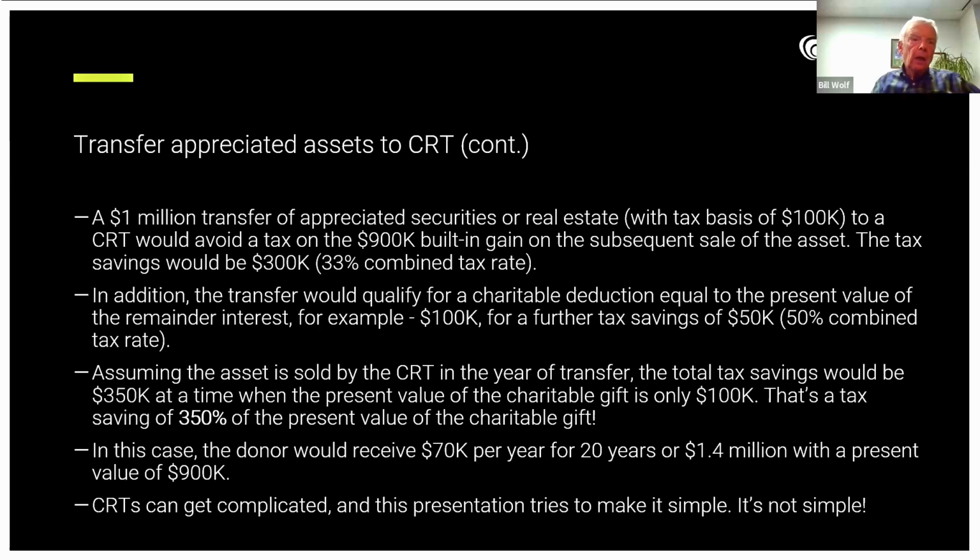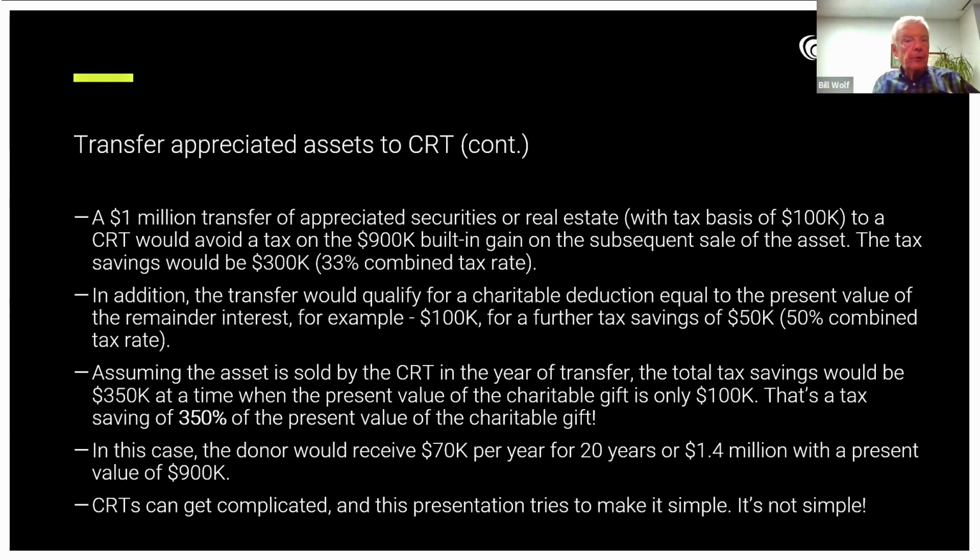Okay. So this page gets into computing the benefit that I just tried to describe. So I'm more conservative here. I'm transferring $1 million of appreciated assets with a tax basis of 100,000. So a built-in gain again of 900,000. And tax savings are that same 300,000 that we had when we were contributing appreciated assets directly to charity.